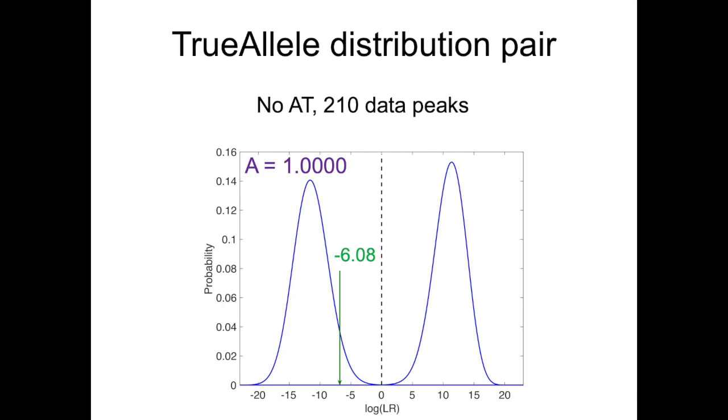Let's look at distributions. Here's TrueAllele. No analytical threshold, over 200 data peaks. On the left is the non-contributor distribution. On the right is the contributor distribution, on the baggy evidence in this case. So what this is showing you is that any positive match statistic would indicate a contributor classification, and any negative log LR would indicate a non-contributor classification. The accuracy is 100%, the A value is 1. It's really a perfect classifier.